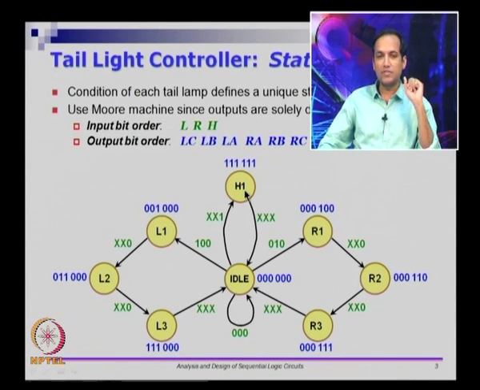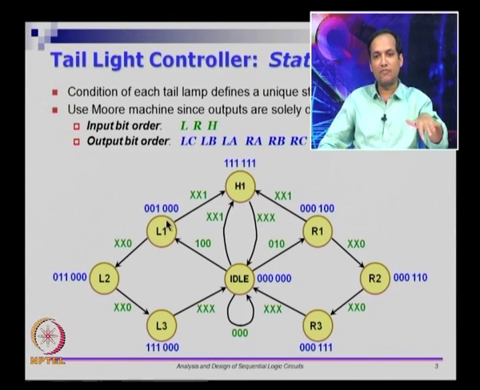Now I have to take care of several other transitions. From L1 I have an XX0 transition, which takes care of all combinations of L and R, but H to be 0. What about the case where H is 1? If H is 1, even if from L1 I press the left indicator, but I see a problem, I immediately want to go to hazard. So that means from L1 you directly go to H1.